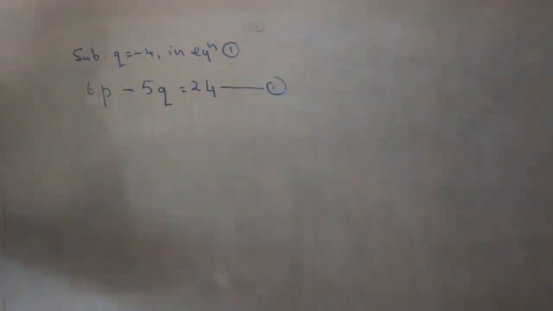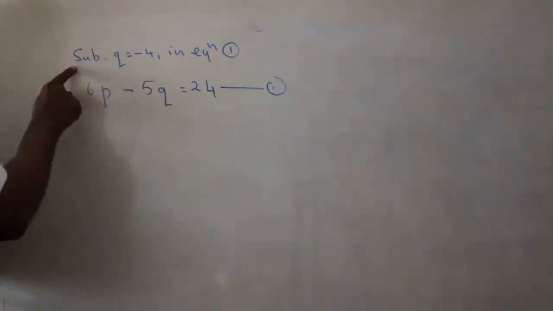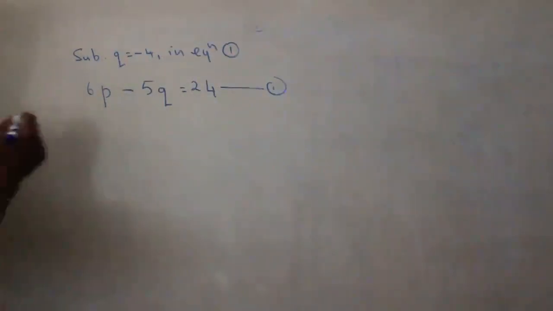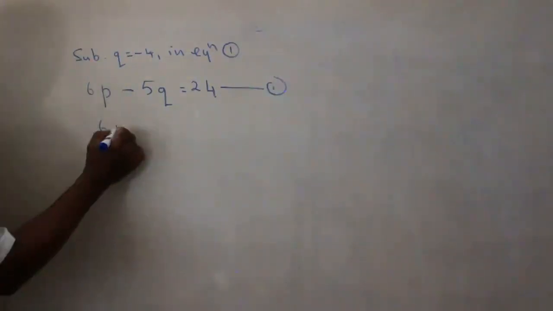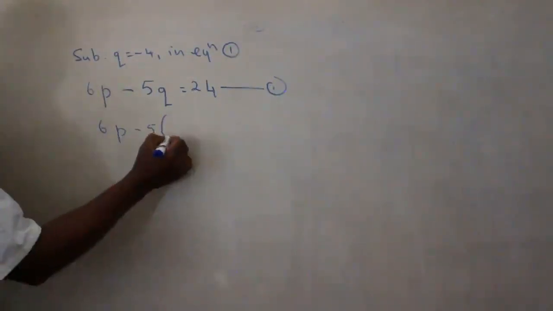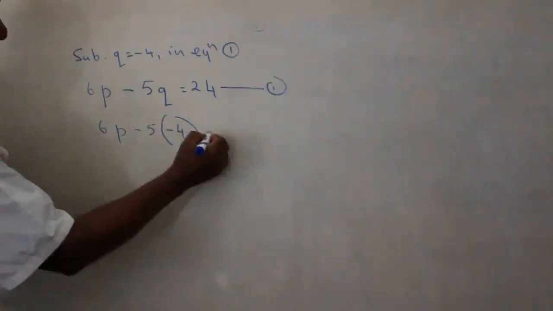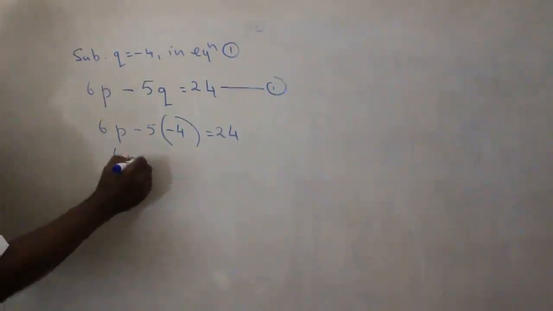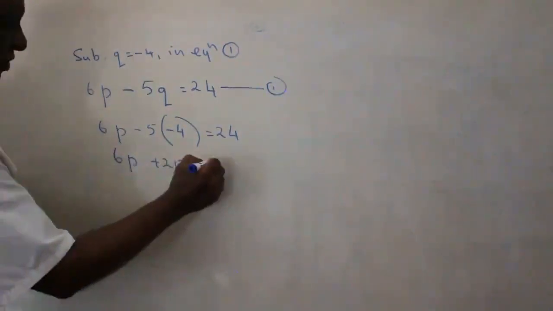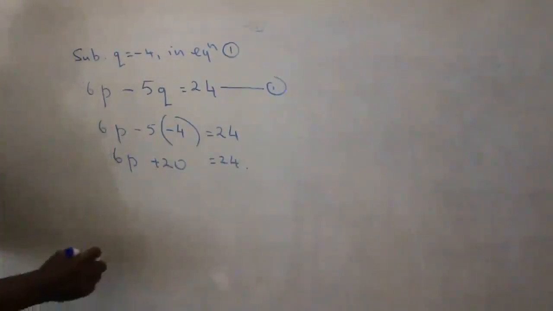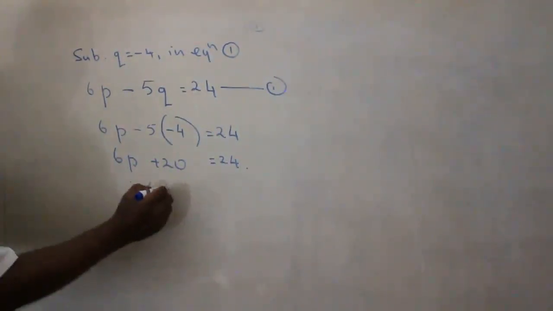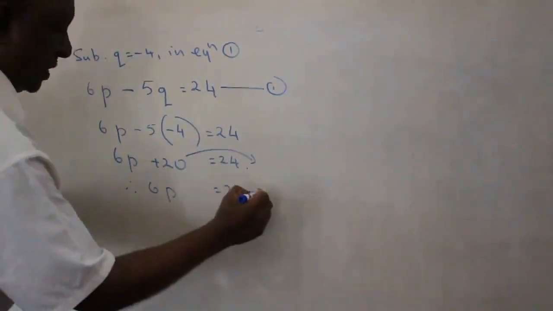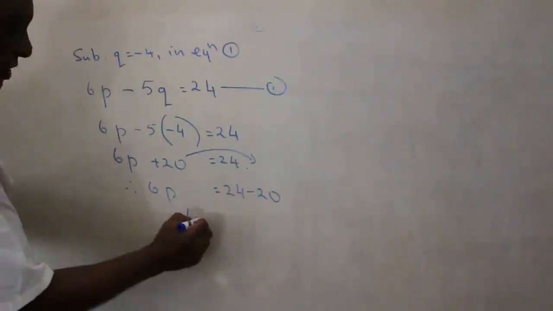Okay, second part of the problem. You are going to substitute Q equals minus 4 in equation 1. Here in equation 1, therefore 6p minus 5 bracket minus 4 over here is equal to 24. 6p plus 20 is equal to 24. Therefore, 6p will be equal to 24 minus 20 on both sides. 6p will be equal to 4.